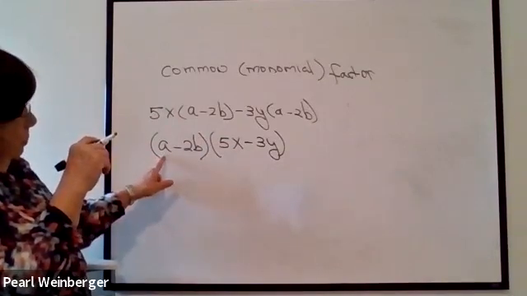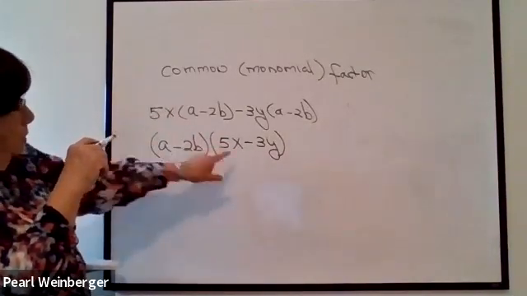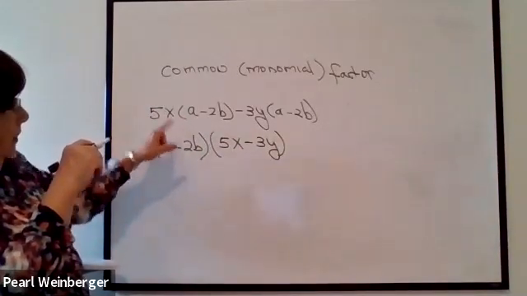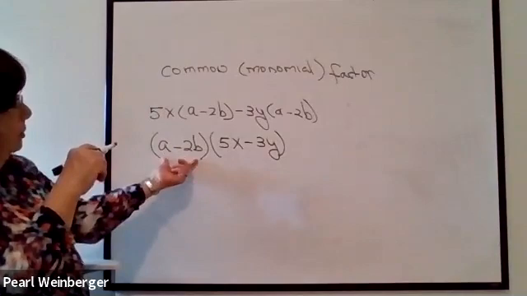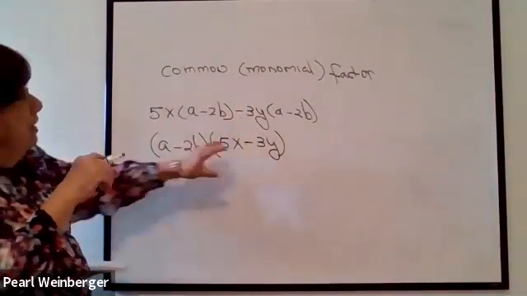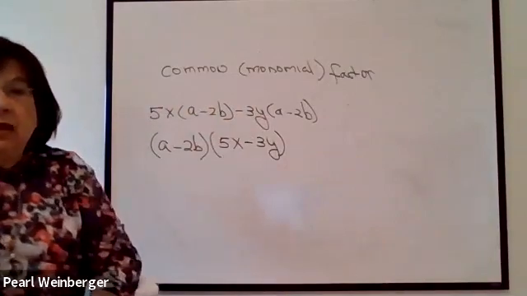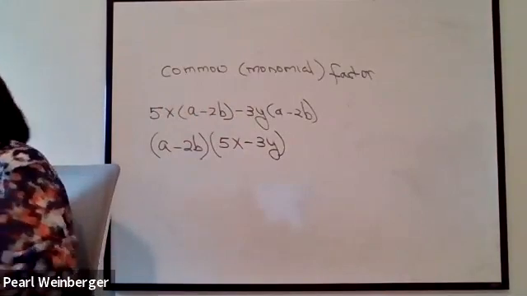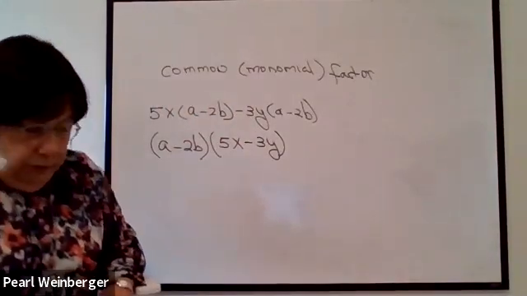If I take the a minus 2b times the 5x, if we use the distributive property, which would be this, and the a minus 2b times the negative 3y, which would be this. So we factored out this common binomial factor. I'm going to give you one to try like this.